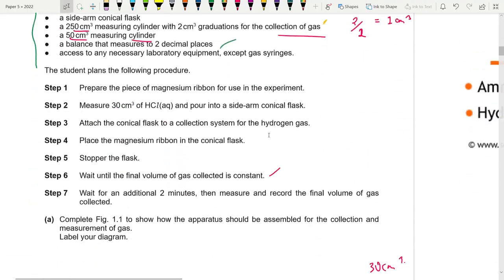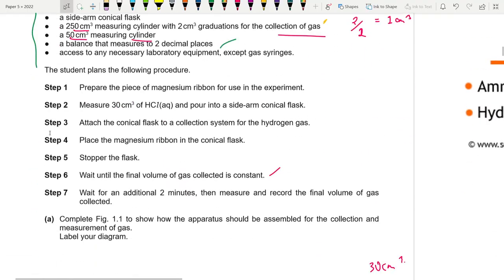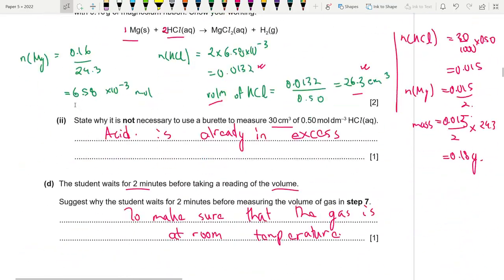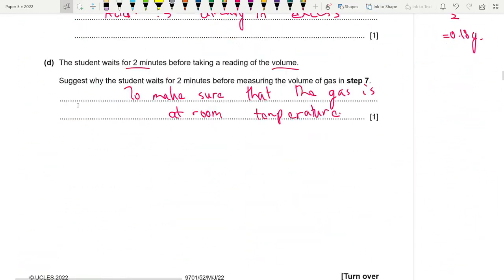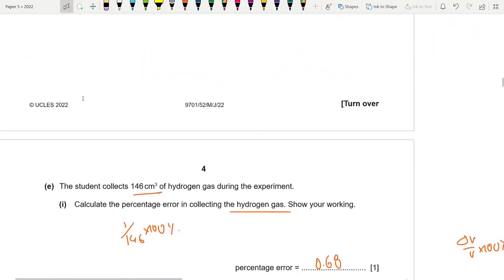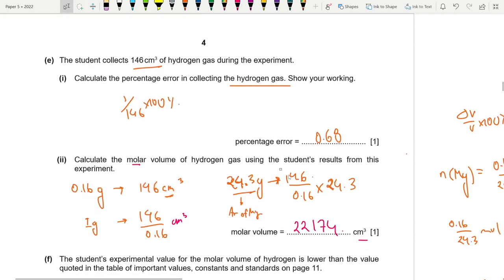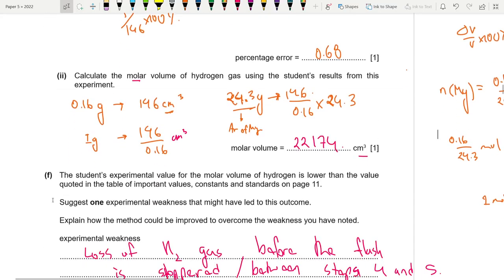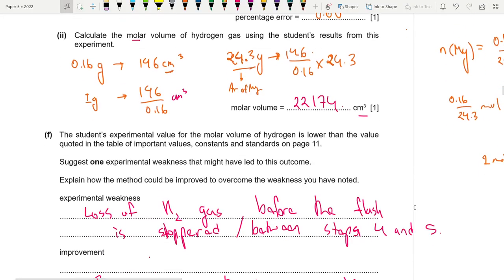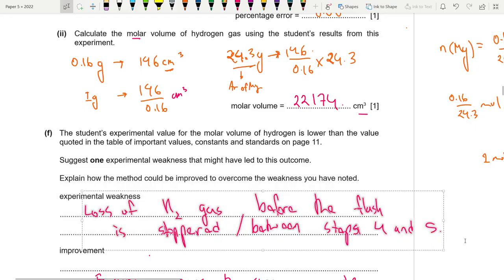The reason is, remember I told you there was a flaw in the procedure. The student places the magnesium ribbon and then places the stopper, but in the time gap between these two steps, some gas already escapes. That's why the volume of gas collected is underestimated. It should have been higher, and if this numerator was higher, it would have been closer to 24k. Suggest one experimental weakness that might have led to this outcome, and how could we overcome this weakness.